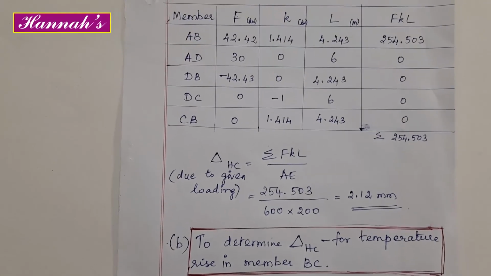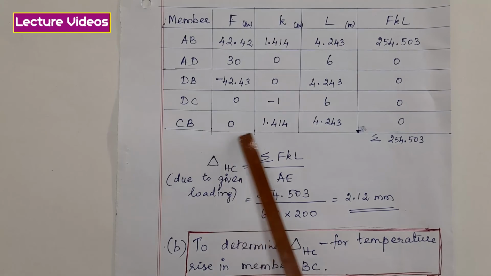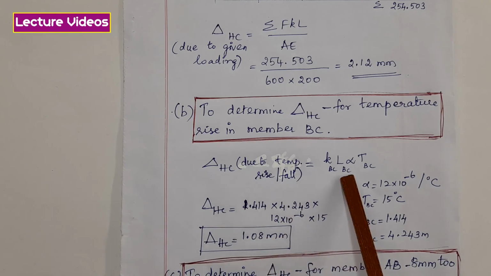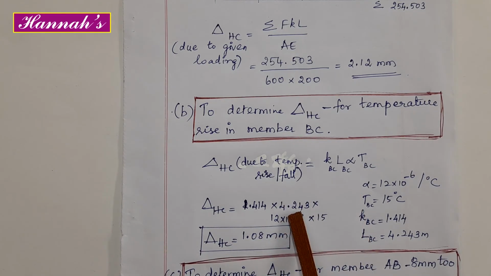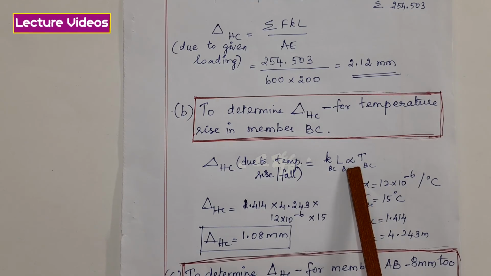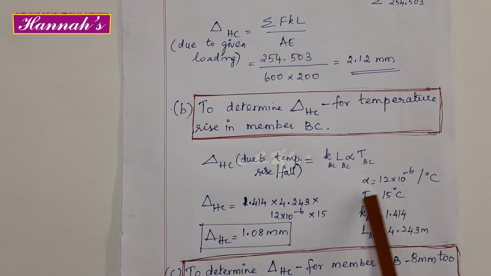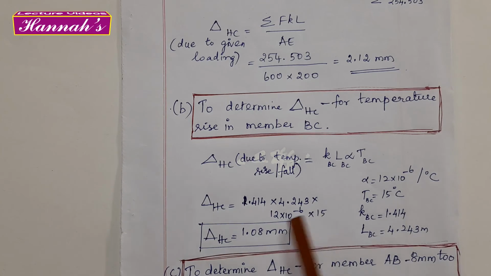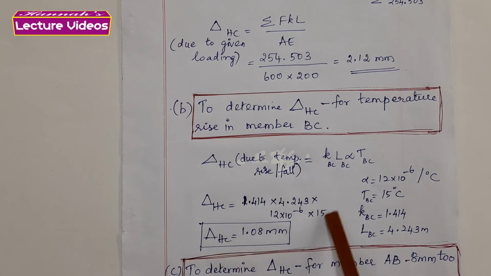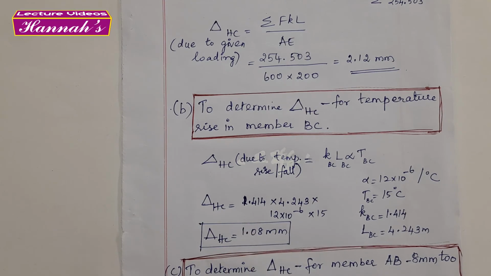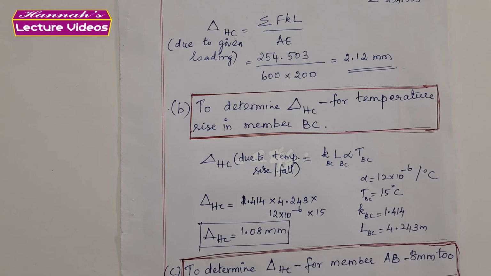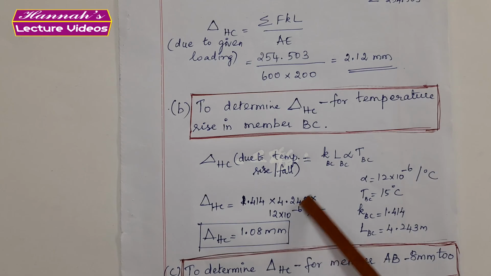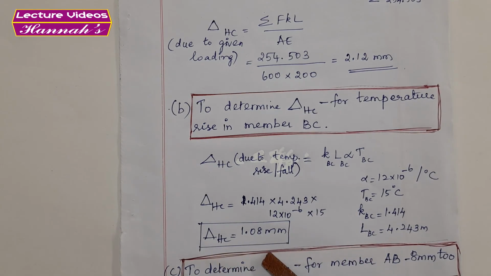KBC we have determined previously. KBC, that is CB, 1.414. I have written it here. Length of BC is determined here. Alpha, the coefficient of linear expansion, is given in the problem and written here, and the temperature rise is shown here. Finally, delta HC is the product of K L alpha T of the member which underwent temperature rise. If it is a temperature fall in any member, then the value of temperature will be negative. So for delta values, you may get a negative sign.